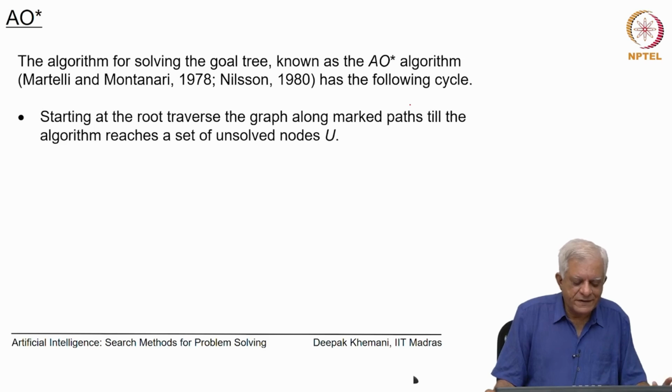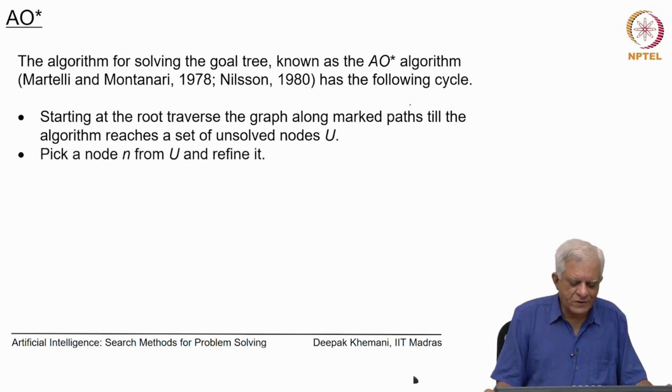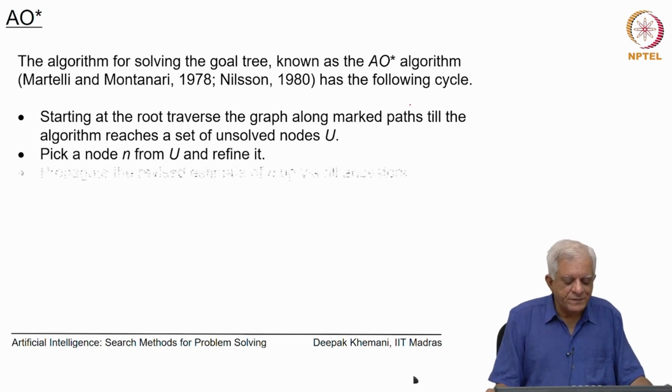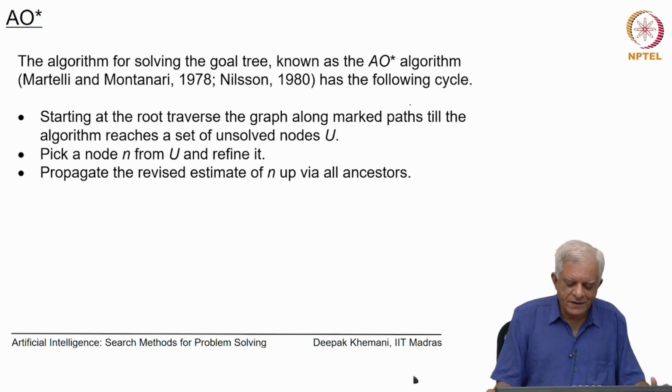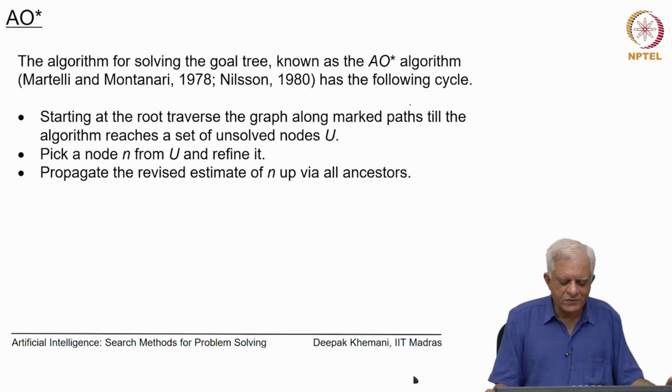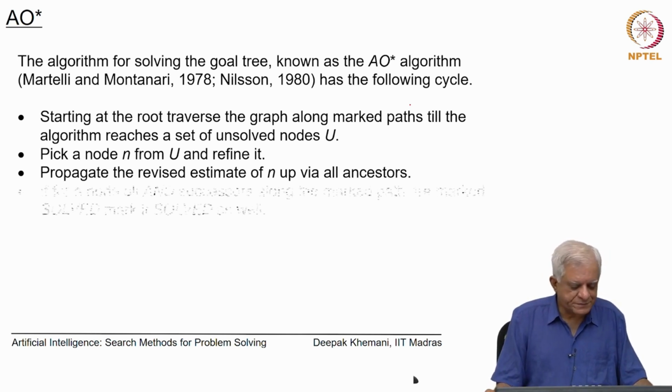So, the algorithm is as follows: starting at the root you traverse the graph along the marked paths. We said that these markers would be present till the algorithm reaches a set of unsolved nodes or live nodes, which we will call U for unsolved. Pick some node n from U and refine it, which means decompose it further or transform it to another problem. Propagate the revised estimate of n up to all the ancestors. So, once you have refined your estimate of how expensive it is, you propagate the cost upwards.